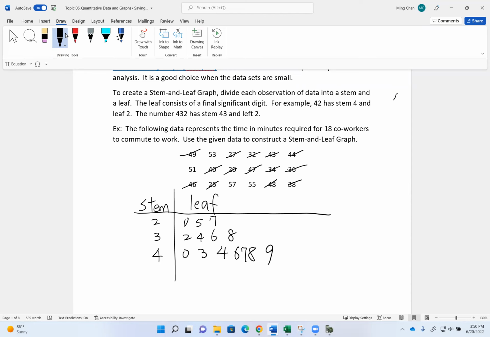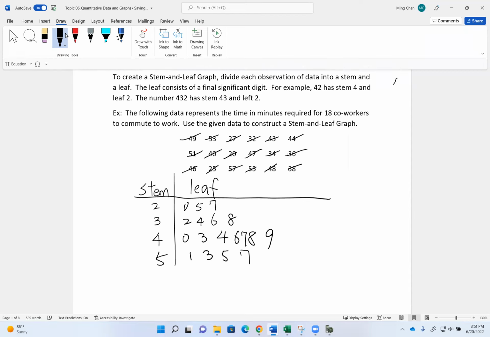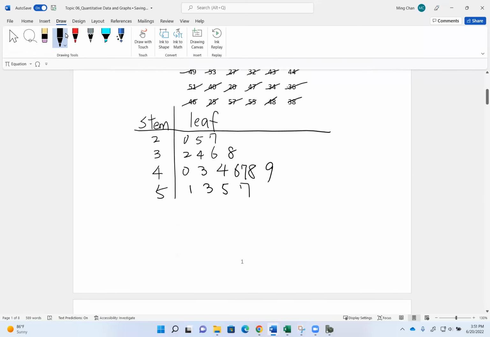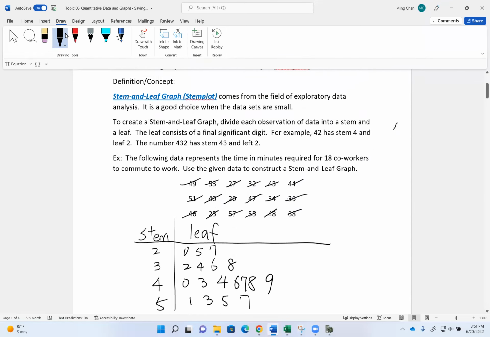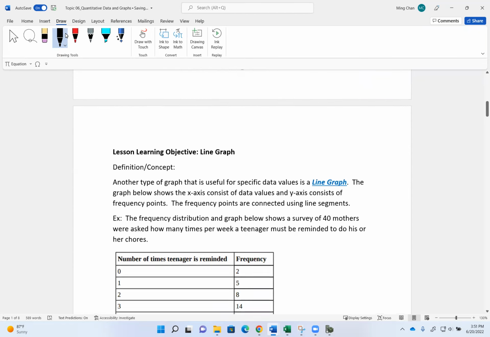Okay. All right, 50s. I believe 51 is the smallest. 53, 5, and 7. There you go. That's how we create a stem and leaf plot. Okay, just one display for quantitative type of data.